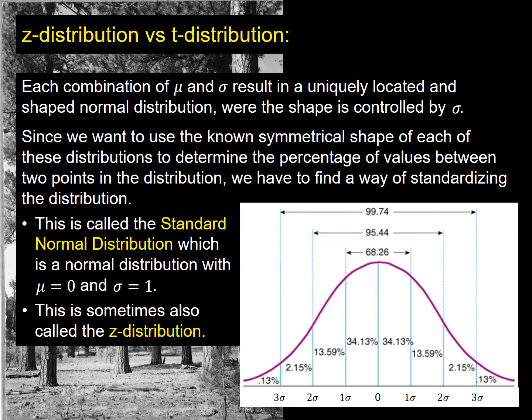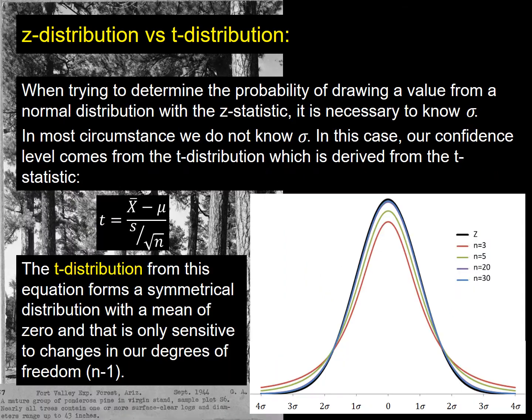This standardization is called the standard normal distribution, which is a normal distribution where the mean equals 0 and the standard deviation equals 1. You might be more familiar with this being called the Z distribution. However, in order to use the Z distribution to determine these probabilities, we have to know the population mean and standard deviation. Generally, we do not know the population standard deviation and mean.